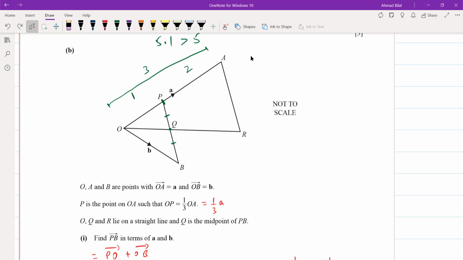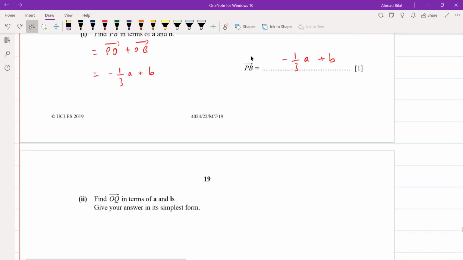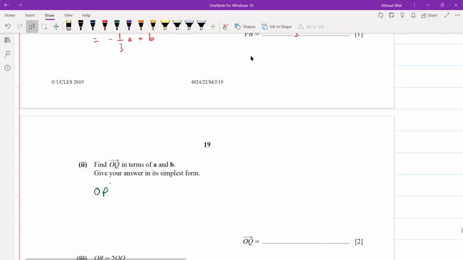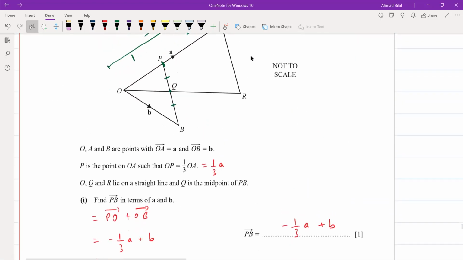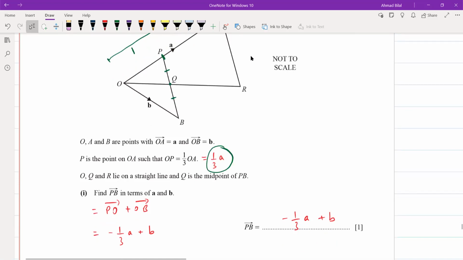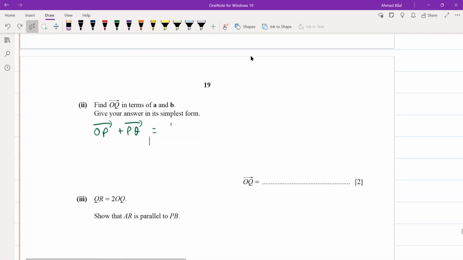We can go from O to P and then from P to Q. Right? OQ को हम लिख सकते हैं OP plus PQ. ठीक है? OP क्या है? OP तो हमें पता है. अच्छा, OP is 1/3A. ये तो हमें पता है 1/3A. Let's write that here. 1/3A.